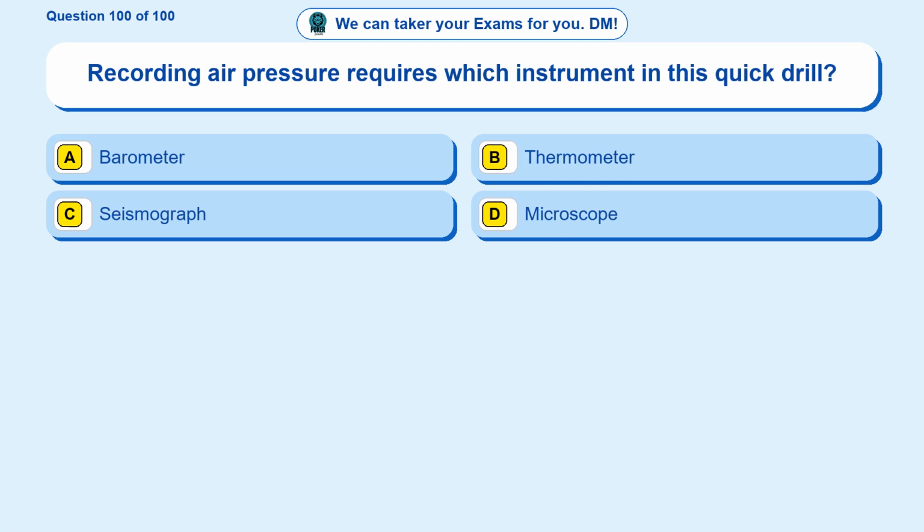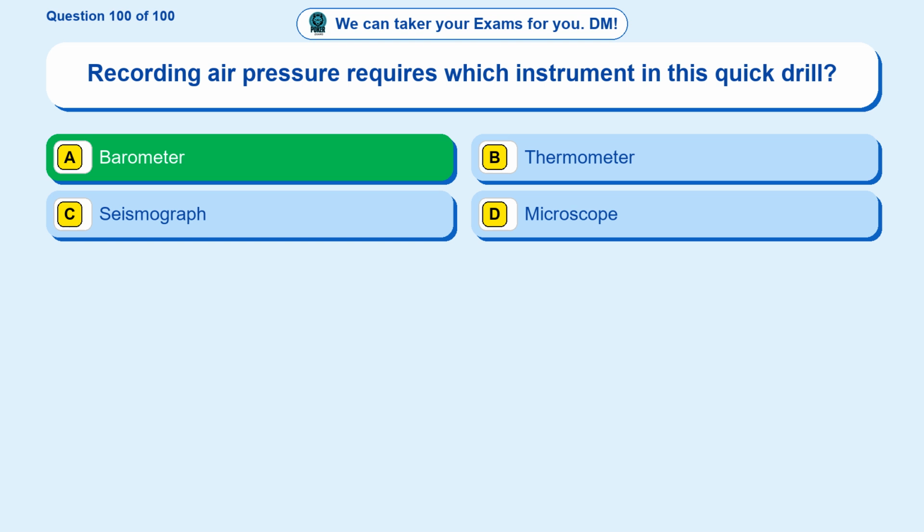Question 100. Recording air pressure requires which instrument in this quick drill? Option A, barometer. Option B, thermometer. Option C, seismograph. Option D, microscope. The correct answer is option A.